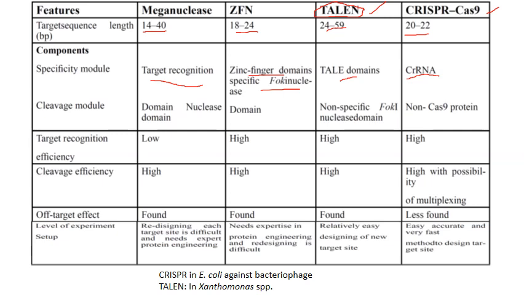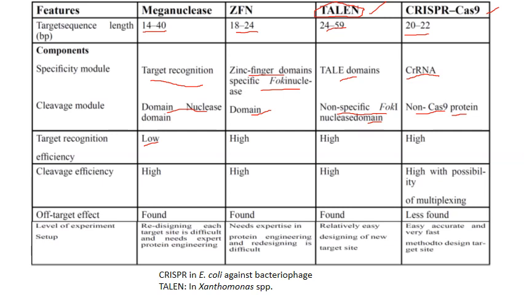The cleavage module in meganuclease is the nuclease domain. Then in zinc finger nuclease it is the FokI nuclease domain. Then in TALEN it is the non-specific FokI nuclease domain, and in CRISPR it is the Cas9 protein. Coming to target recognition, the capacity of target recognition in meganucleases is low, whereas it is high in case of ZFN, TALEN and CRISPR-Cas. The cleavage specificity is high in all the four cases.